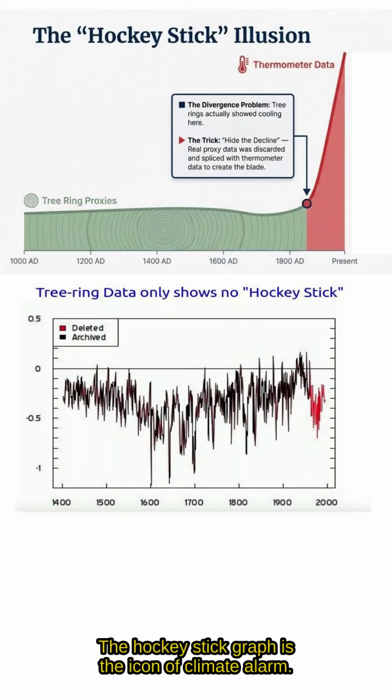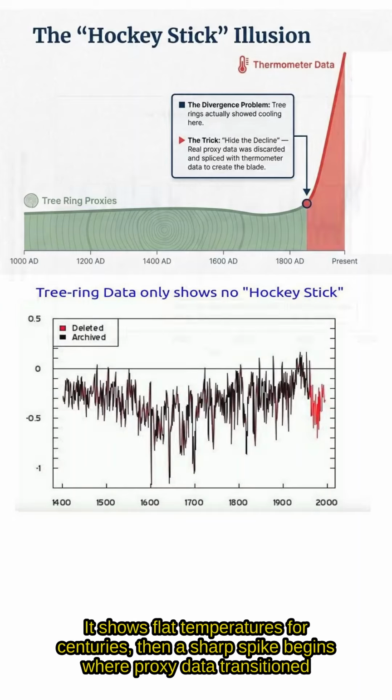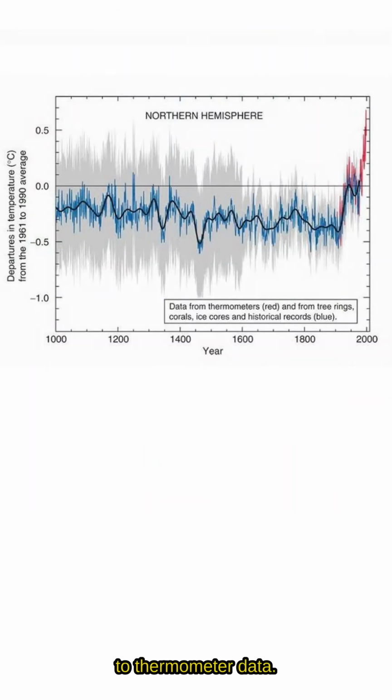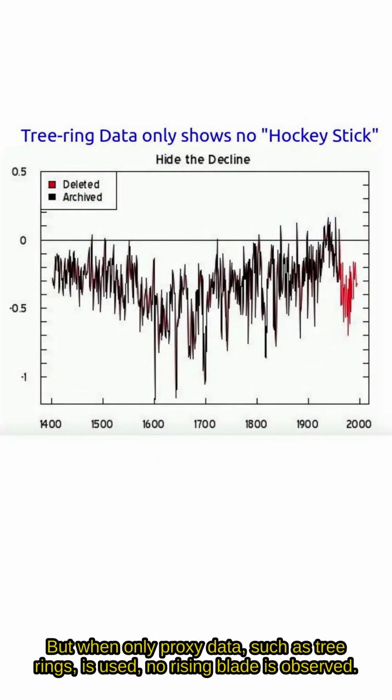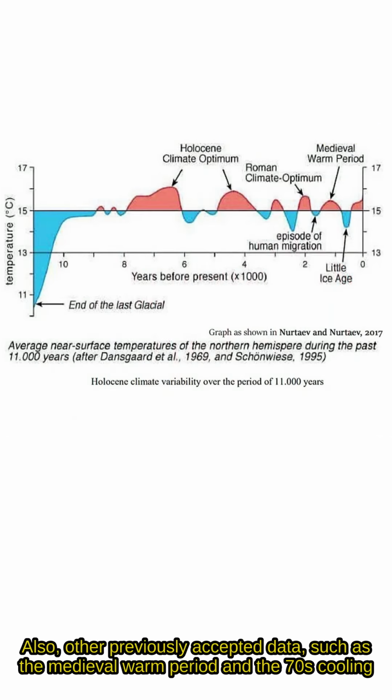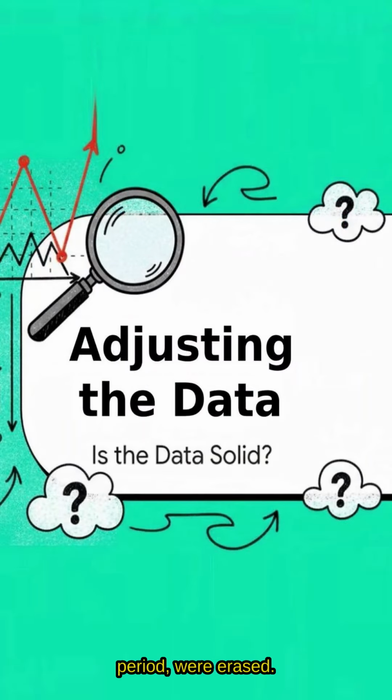The hockey stick graph is the icon of climate alarm. It shows flat temperatures for centuries, then a sharp spike begins where proxy data transitioned to thermometer data. But when only proxy data, such as tree rings, is used, no rising blade is observed. This has serious implications regarding the present data or the uncertainty of the proxy data. Also, other previously accepted data, such as the medieval warm period and the 70s cooling period, were erased.